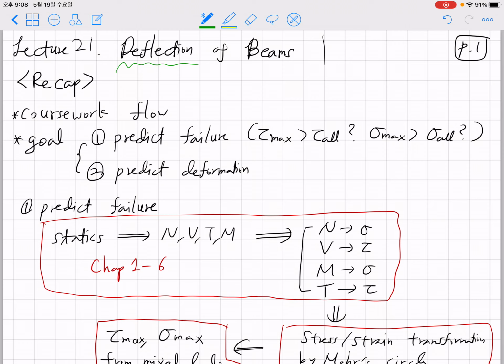Before beginning the first lecture on deflection of beams, let me give you a review of the entire coursework flow, because we finished the first goal of this coursework, ME231. As I told you in maybe the first class of this course, the two goals of this course are the following. The first goal is to predict the failure by obtaining the maximum shearing stress and maximum normal stress, and comparing those with material properties, which are the allowable shear stress and allowable normal stress.